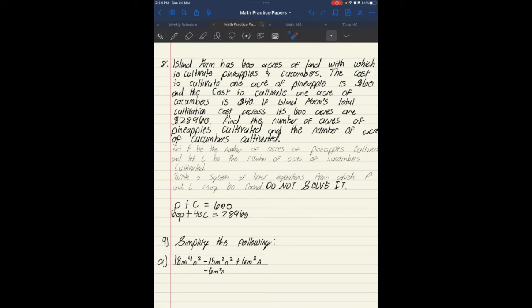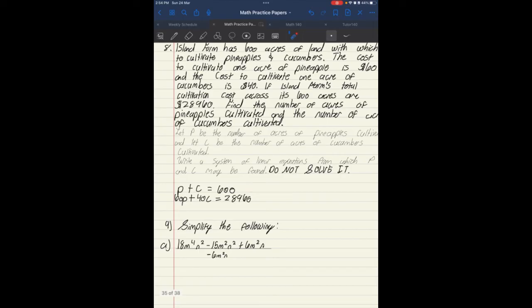So to find P and C, you could use the substitution method, because there's a variable right here, these variables right here. So you could just say P is equal to 600 minus C, or you could say C is equal to 600 minus P, and then substitute this into that. But they say do not solve it. So yeah. But you could find P and C by just doing the substitution method.